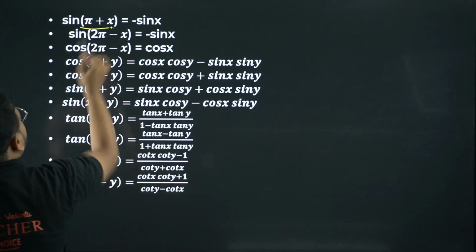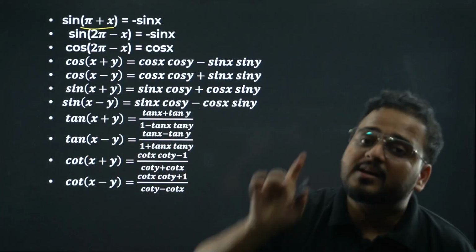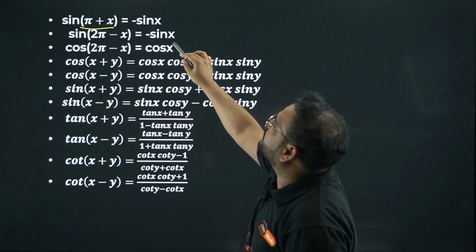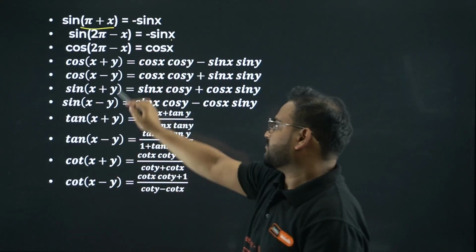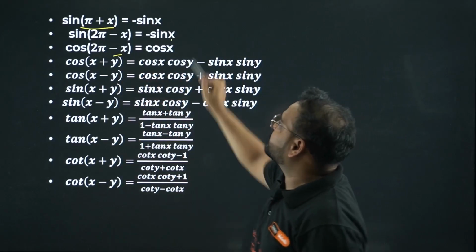Sin of pi plus x, which quadrant, sir? Third quadrant. Pi plus x is 180 plus x, third quadrant. Only tan is positive, that's why minus sin x. Sin of 2 pi minus x, sir? Fourth quadrant, sin is negative. And for cos, fourth quadrant, cos is positive. Like that we have, please check.